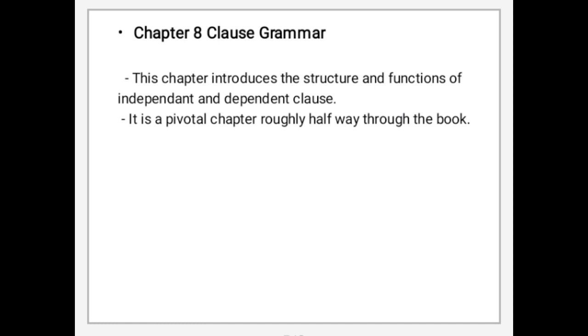So we have chapter 8, clause grammar. This chapter introduces the structure and functions of independent and dependent clauses. It is a pivotal chapter, roughly halfway through the book.